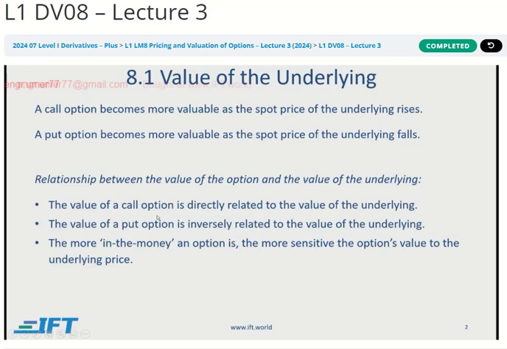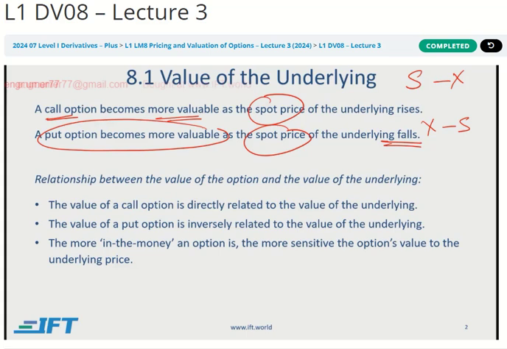So first, let's start off with the value of the underlying, or S. So naturally, if we're talking about a call option, then if the spot price goes up, then a call option will become more valuable. But if we are talking about a put option, then if the spot price goes down or falls, then the put option becomes more valuable. So a call option is directly related to the value of the underlying, because if this goes up, then the option value will go up. But a put option is inversely related, because here we want this to go down.